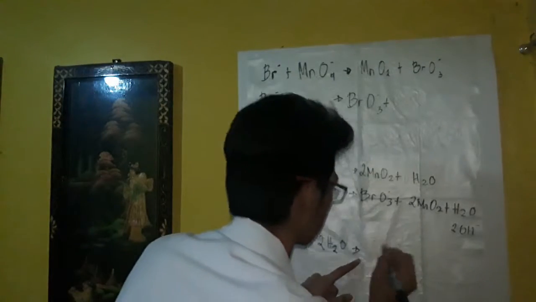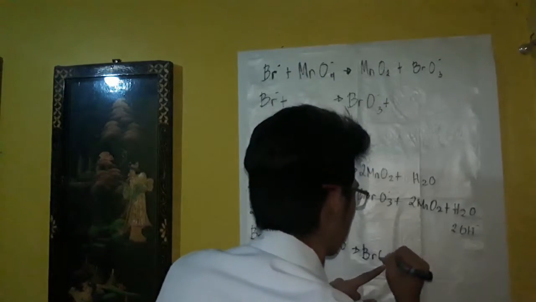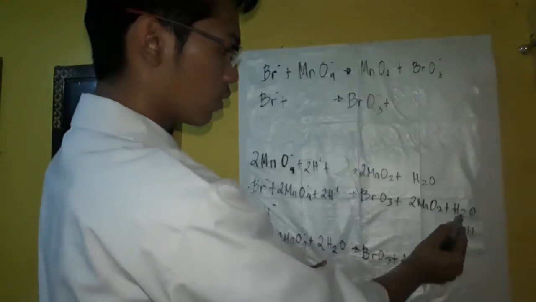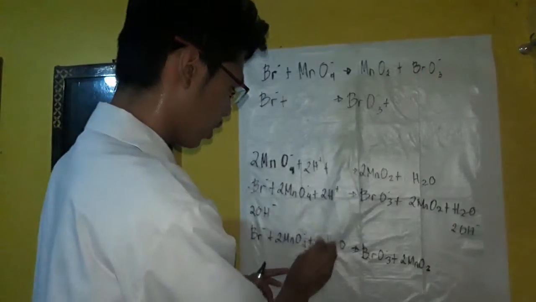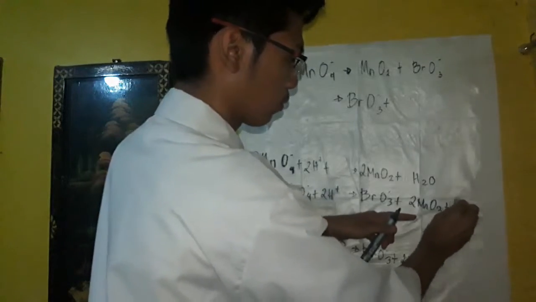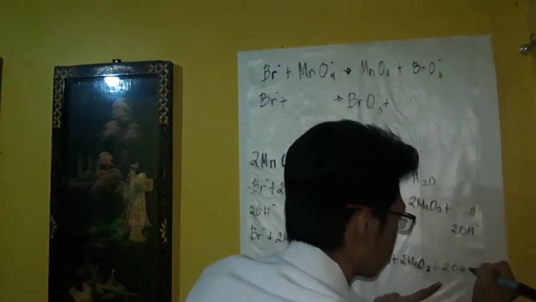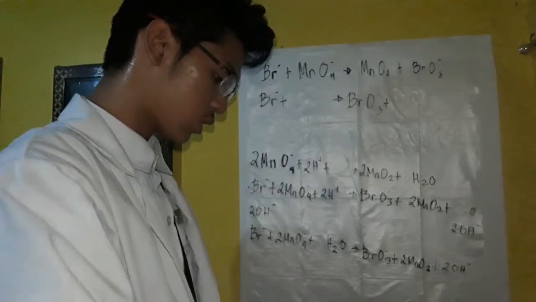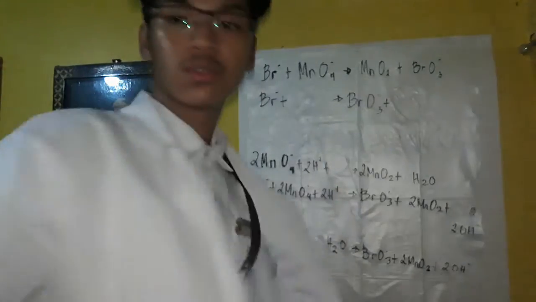So if we combine this, it will become 2H2O. Okay, this will become BrO3⁻ plus 2MnO2. By the way, we have 2 H2Os here, so we cancel one H2O, and this will become 1. Plus 2OH⁻. So that's it. This is our basic redox reaction. So take a look at it.